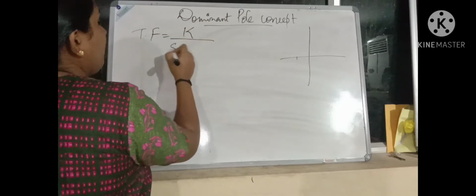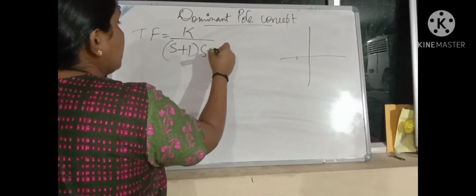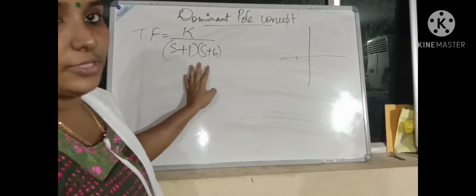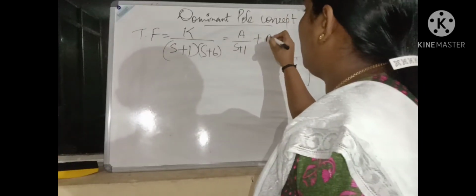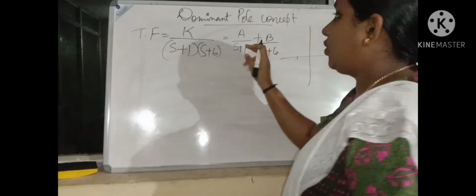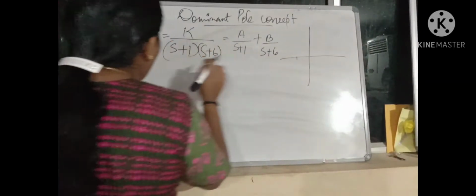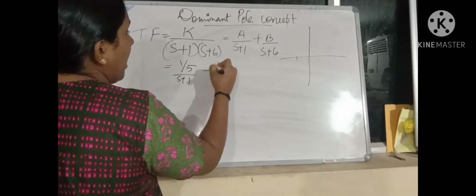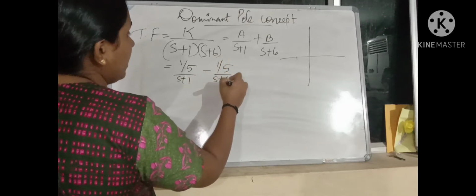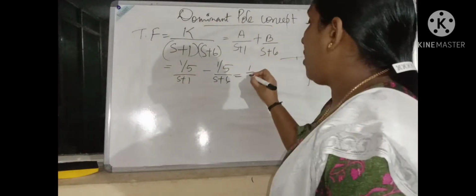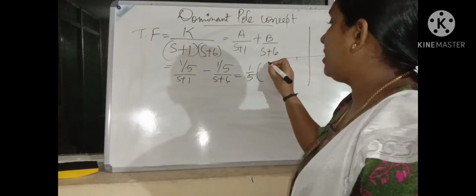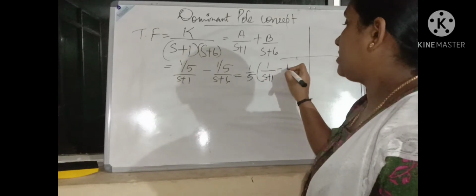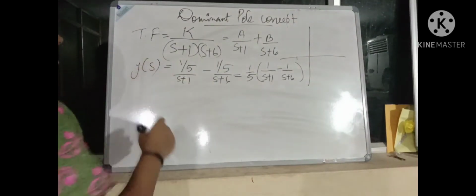In case of a transfer function that is k divided by (s plus 1) into (s plus 6), in order to find the value for this transfer function, we have to apply this form. I think you all know this method, right? From this we will get a value as 1 by 5 into 1 by (s plus 1), b value as minus 1 by 5 into 1 by (s plus 6), and we take out 1 by 5 as common, the remaining part is 1 by (s plus 1) minus 1 by (s plus 6). So this is the Y of s value, that is the transfer function.